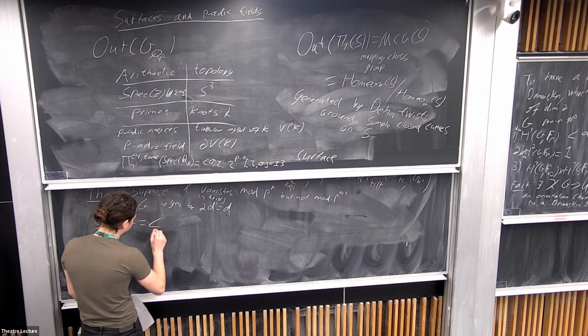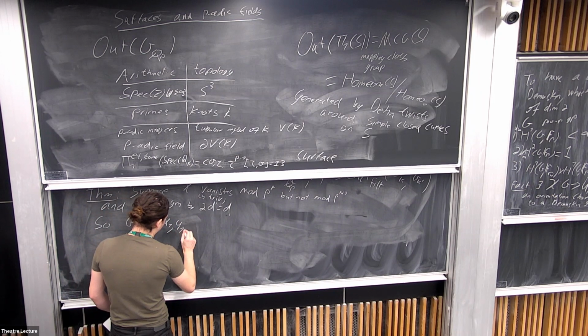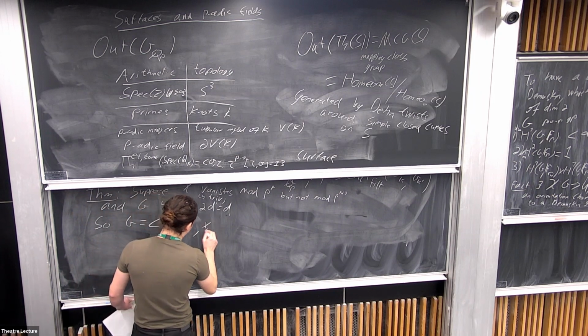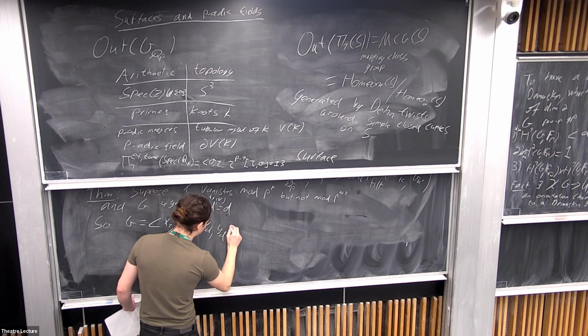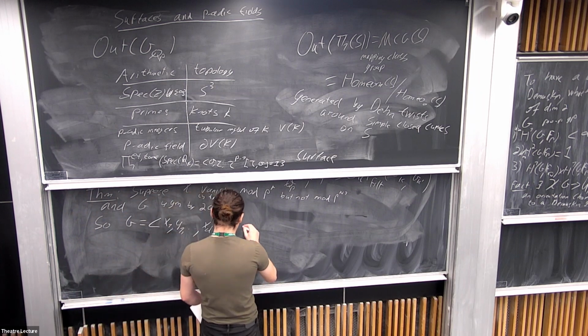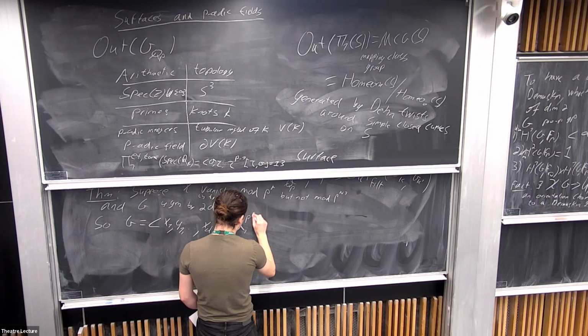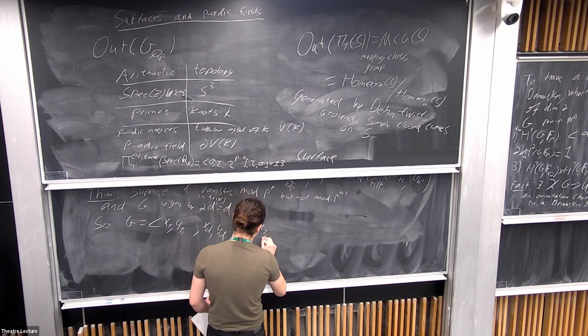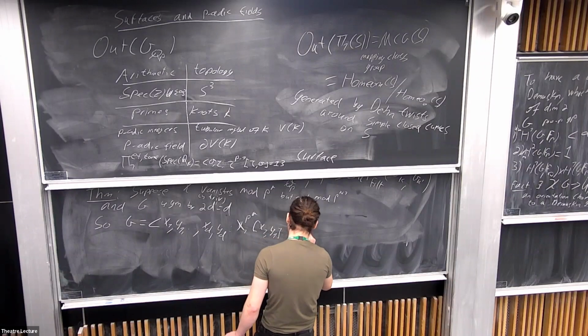So G as a pro-p group is generated by 2g generators, and has the following relation: x_1 to the p^r times the product of the commutators.